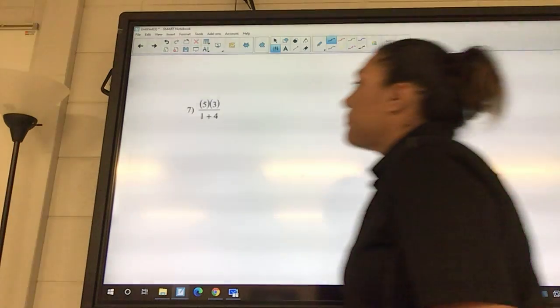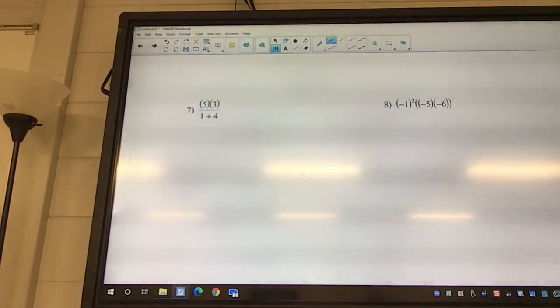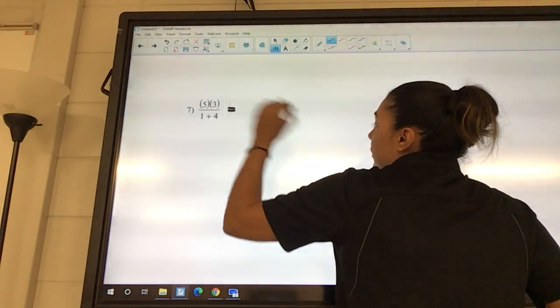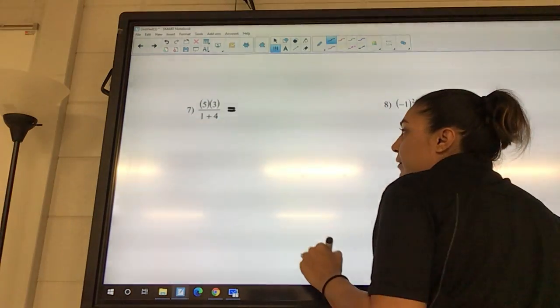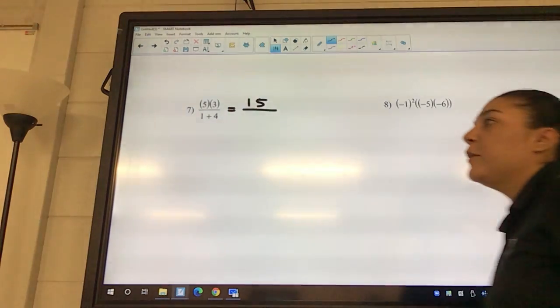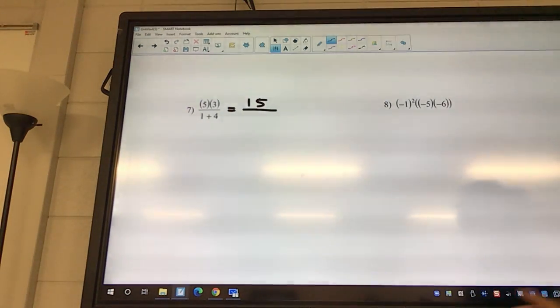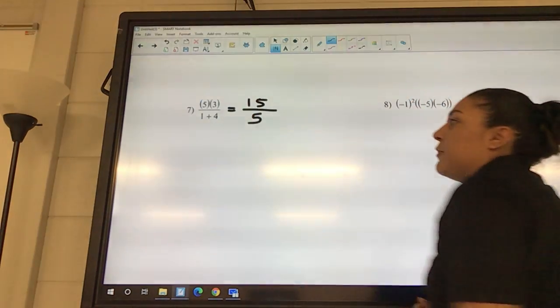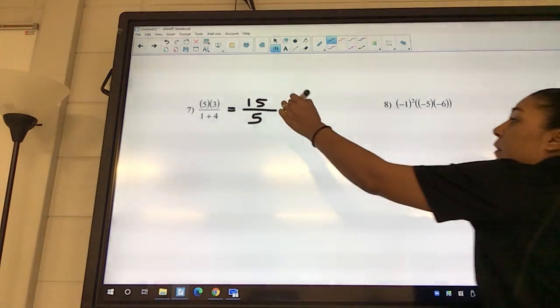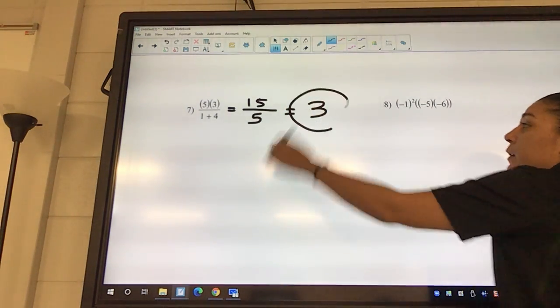Okay, 7. What do we need to do first? The parentheses. And what does it mean if they're right next to each other? It means multiply. So 5 times 3, 15. And then on the bottom, you can put what? 5. A 5. And what does 15 over 5 really mean? It means divide. So 15 divided by 5 is 3. Good.